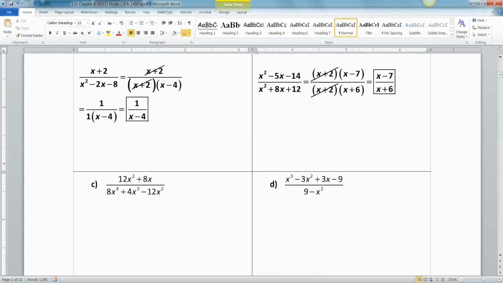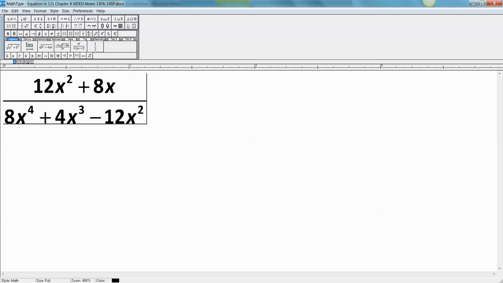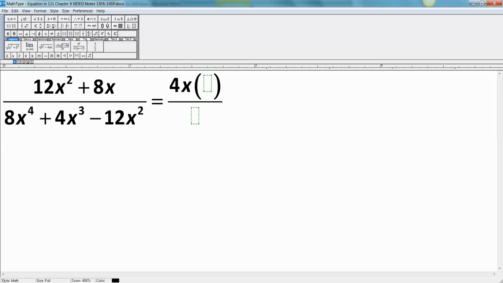Next one. All right, so let me type that up one second. All right, so there it is typed up. Now we need to factor. All right, so if you look at the numerator, there's two terms there, but it's not a sum or difference of squares, it's a GCF. You can take out a 4 and an x, greatest common factor. That'll leave you 3x plus 2.